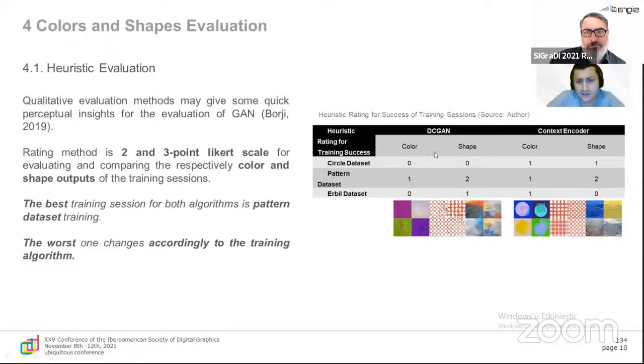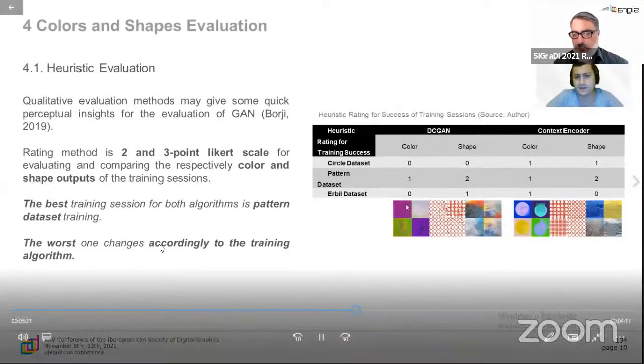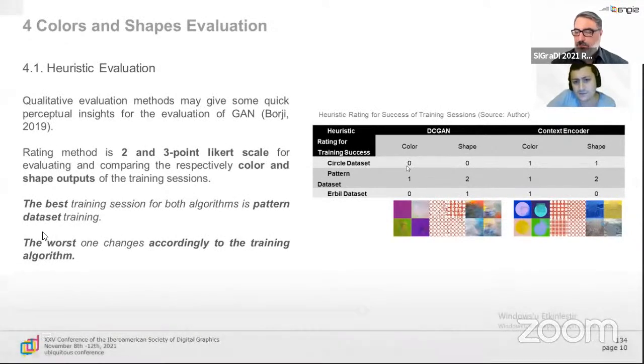evaluation, two-point scales, but while using this shape evaluation, I use three-point scales. As you can see, for this color generation, I use successful for one, unsuccessful for two, and for the best one in the shape generation, I use two. For the worst one, I use zero. As you can see, this GAN is the most unsuccessful one, while the best one was the pattern dataset generation in the color and the shape generation in this GAN algorithm.